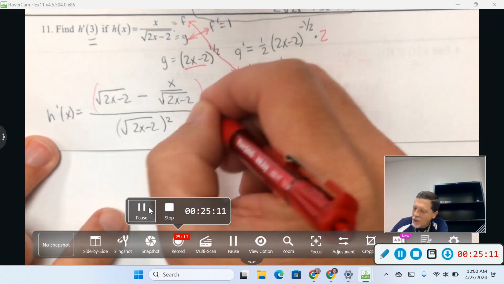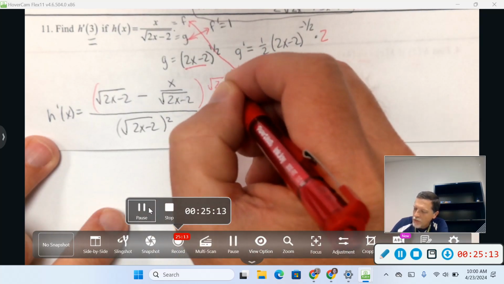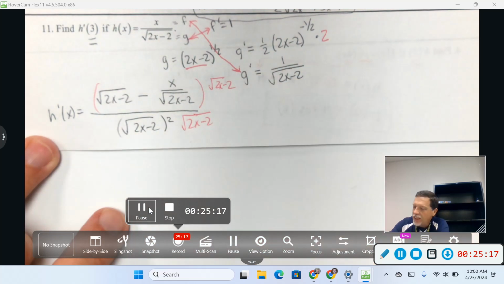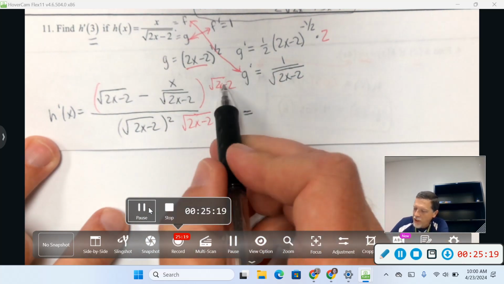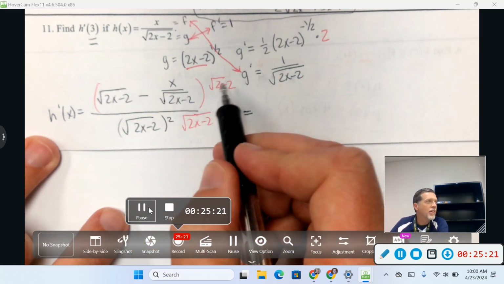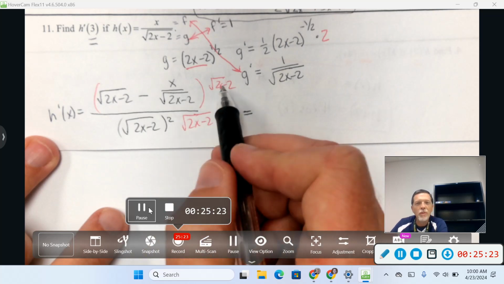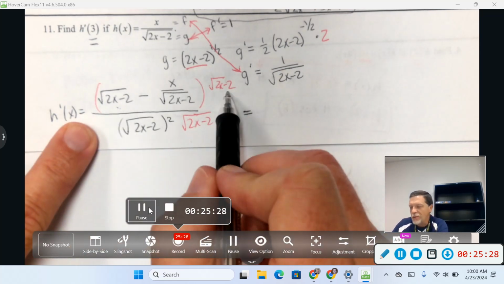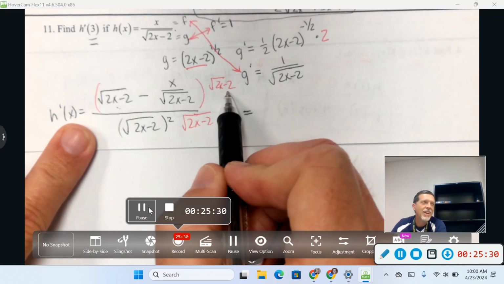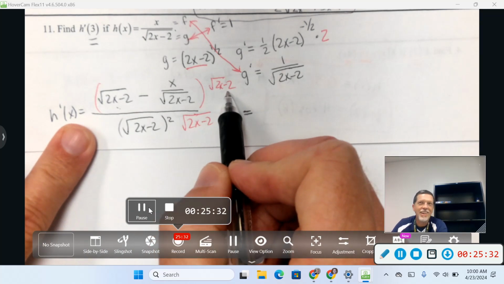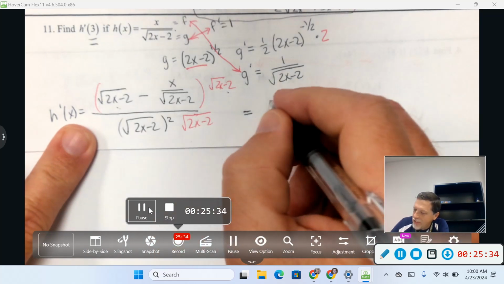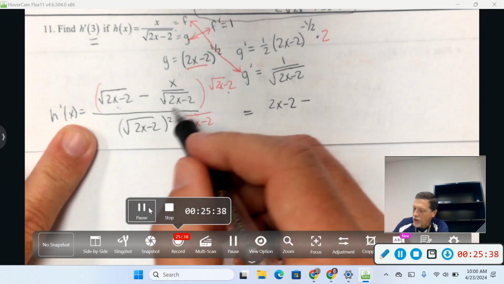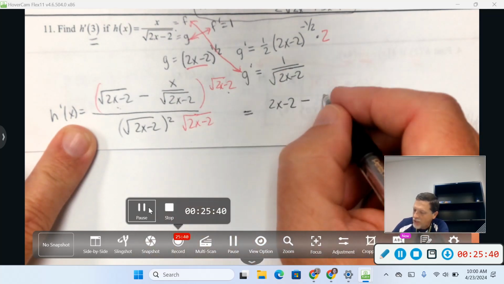So I think I'm going to multiply everybody by the square root of 2x minus 2. The motivation being I will fix that denominator. But I get an added bonus of this first term, root 2x minus 2 times root 2x minus 2 is 2x minus 2. And then on the second term, the root stuff goes away, and I just have minus x.